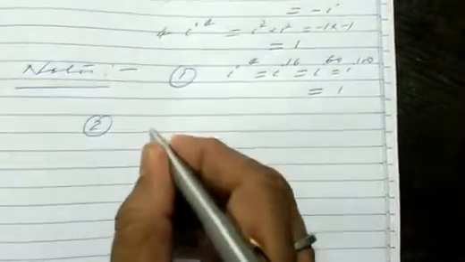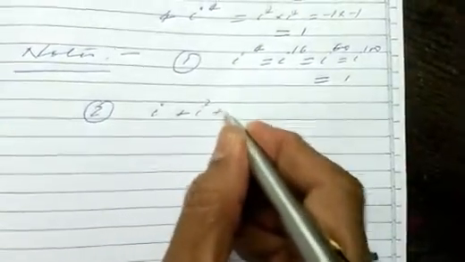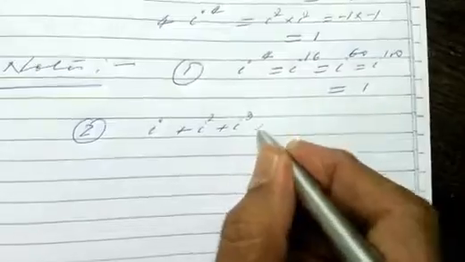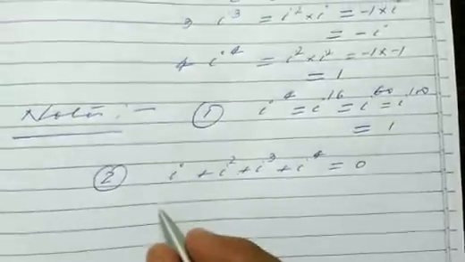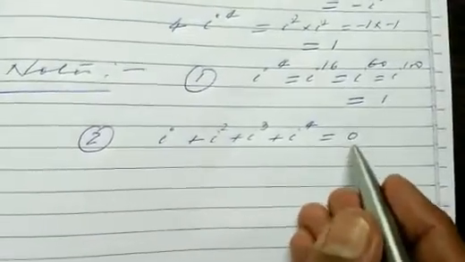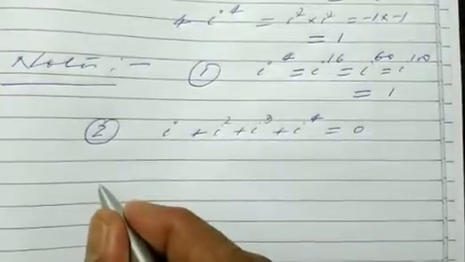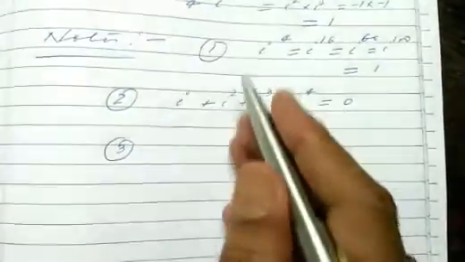The second analysis: we take i square, i cube, and iota to the power 4, and the result will be 0. This concept reflects that the sum of 4 consecutive terms will always be equal to 0. The sum of 4 consecutive terms of iota will always equal 0. And this is one of the most important and vital analyses for iota.